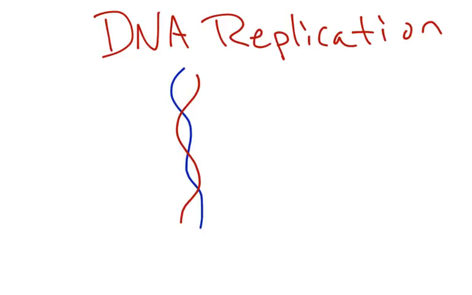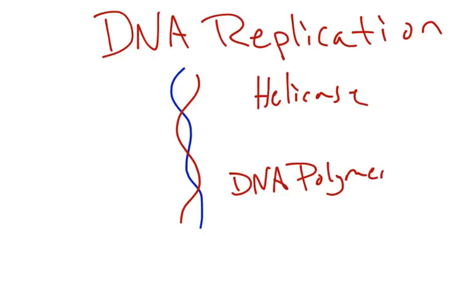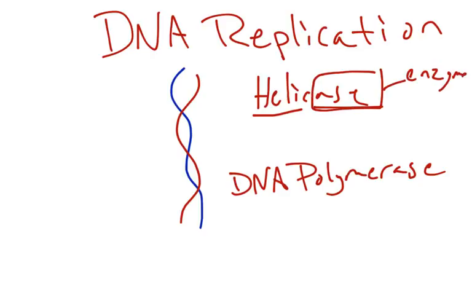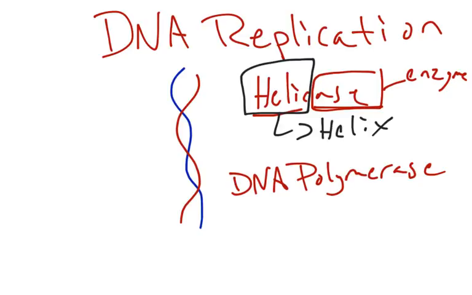Well, we have some enzymes that come in, and I'll show you some better pictures in a minute. We have two different enzymes that come in, helicase and DNA polymerase. Let's just look at the names first to figure out their function. Remember, DNA is in a double helix. Here we have helicase. The -ase refers to the enzyme part of it. It says, hey, this is an enzyme. And then you have this part here that refers to the double helix. So this enzyme actually breaks apart the double helix.